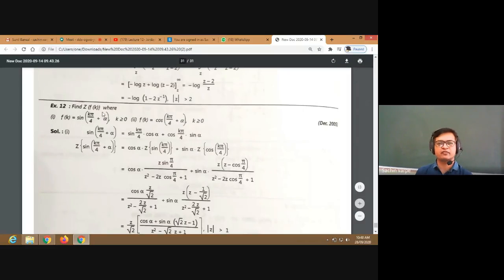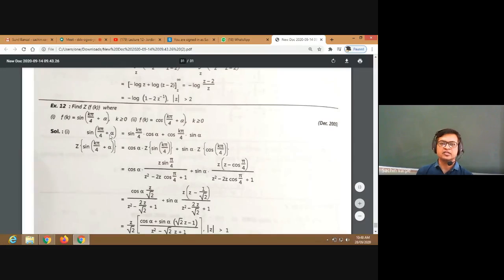Z transform of f of k, where f of k is given to be sine k pi by 4 plus alpha. Most of the times, if such functions are given in examination, then students directly use the formulas of their Z transform. But remember, here it is plus alpha, so phase is there. So we have to remove that phase using the trigonometric expansion formula of sin a plus b. What does it say? Sin a plus b is sin a cos b plus cos a sin b. You can see here sin of a plus b, sin a cos b plus cos a sin b.